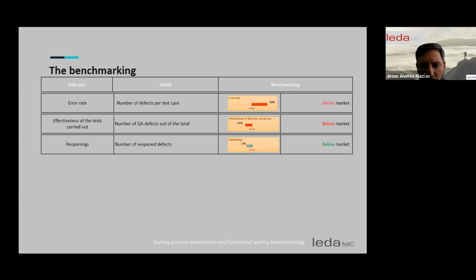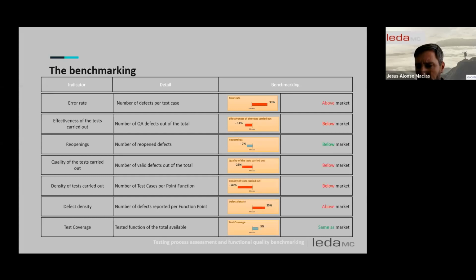In this example, with a negative value as well, the indicator tells us that it's good to be below the market. No defects are reopened, and that means that the team solving the bug is good. For another example, I'll leave a few seconds for you to look at them. I'm not going to comment on them, as I'm sure you're already analyzing them. You can see the density of the test carried out or defect density or test coverage.